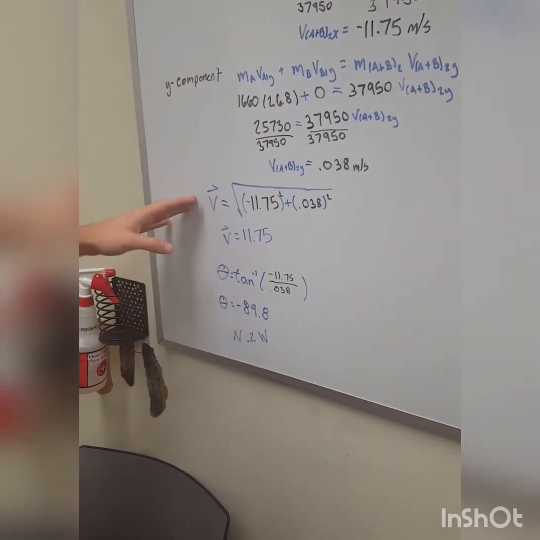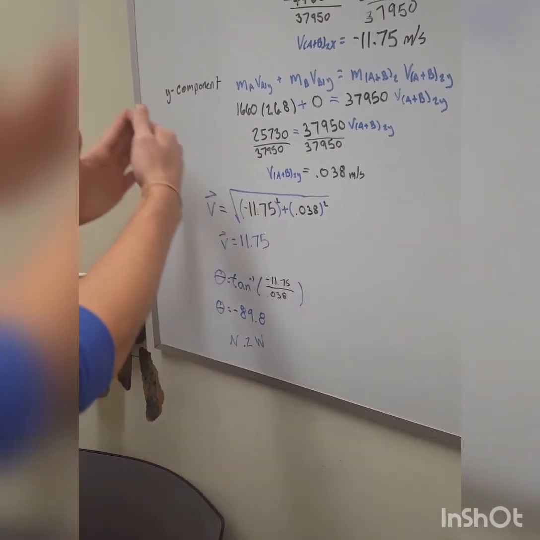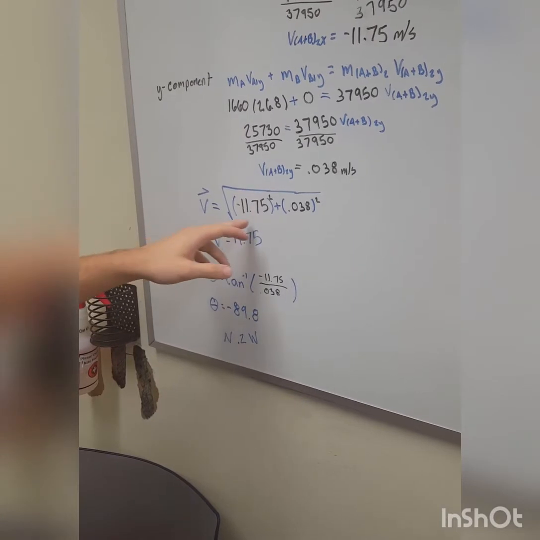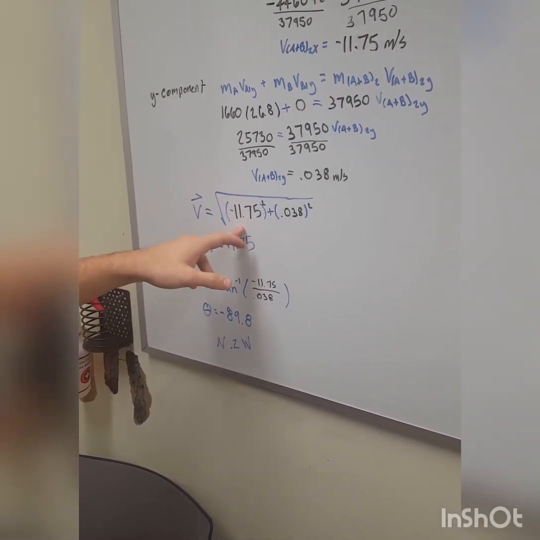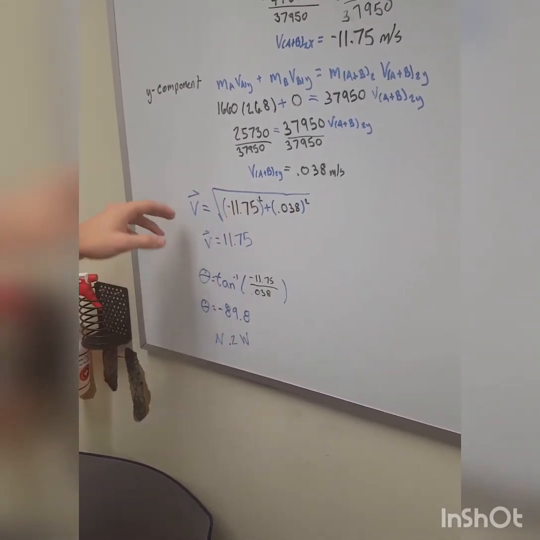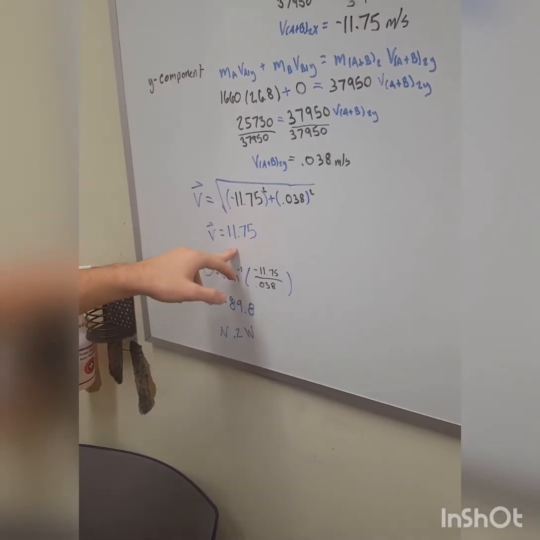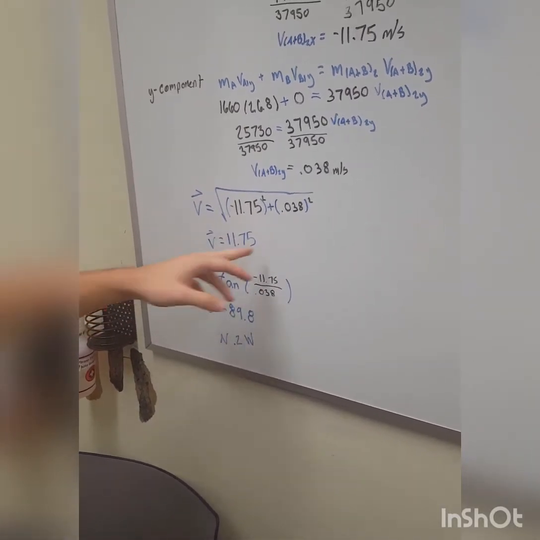So now we're trying to find the velocity of when they collide, what the speed of the two cars is going to be. So we're going to take the square root of our y and x components added together. And once we take the square root of that total, it's going to get us 11.75 meters per second.